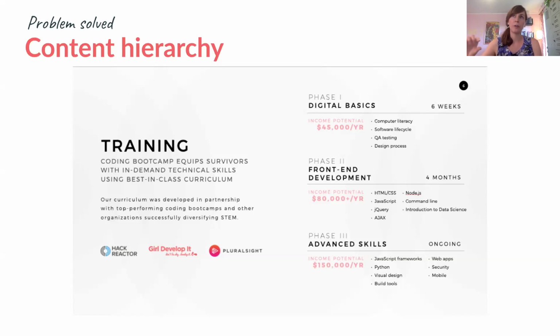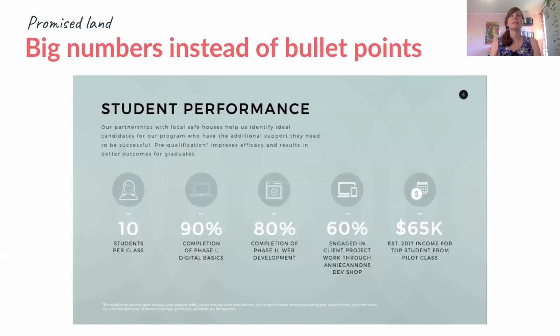So if they go through phase 1, just getting digital basics, they can be earning annually $45,000 a year. If they do front-end development, right, their second kind of level of training, now they're up to $80,000 a year, and it goes up from there. So really showing, hey, these people are making money, right? Promised land. Okay, big numbers instead of bullet points.